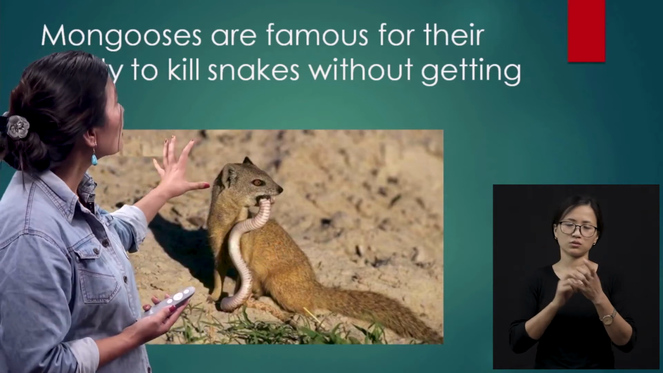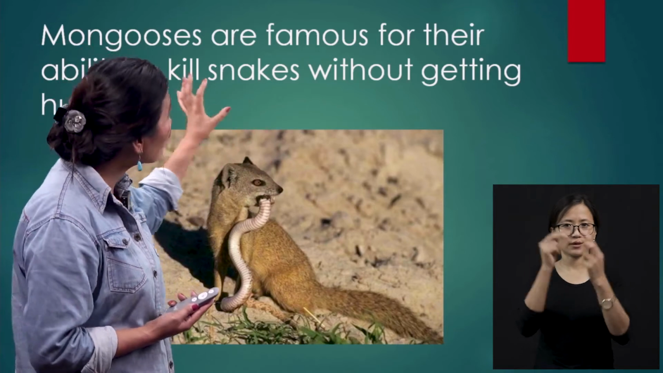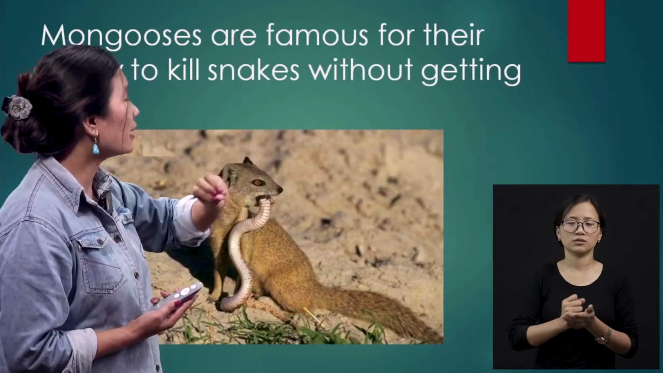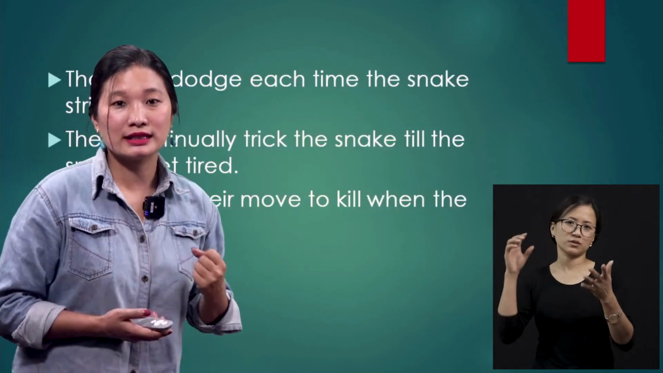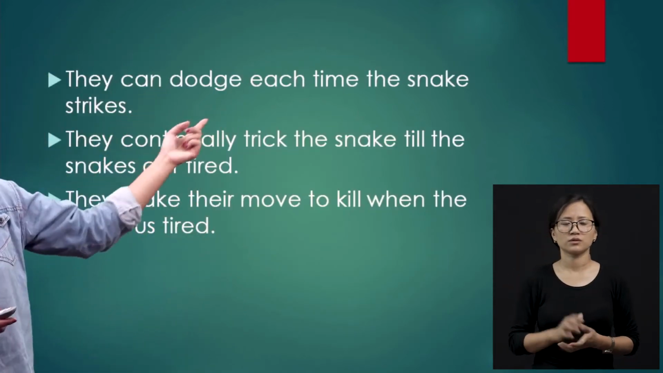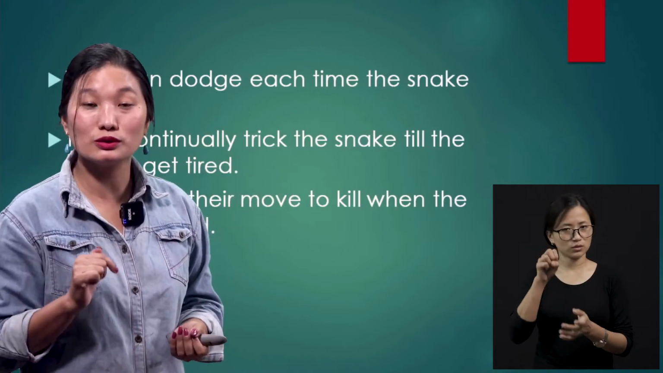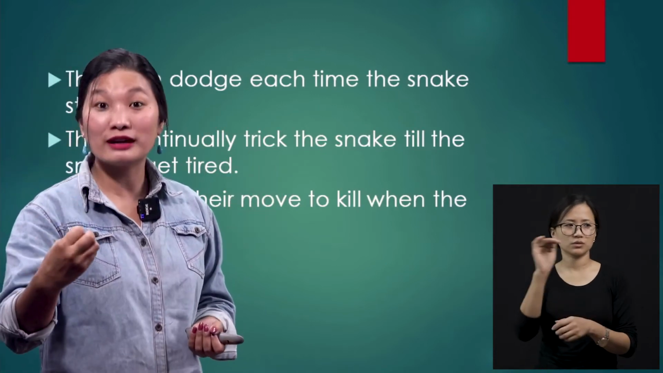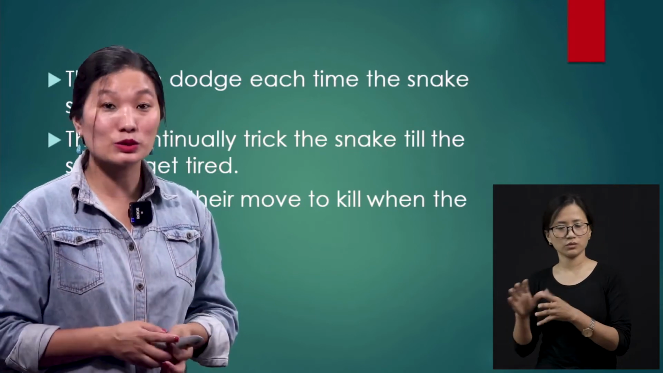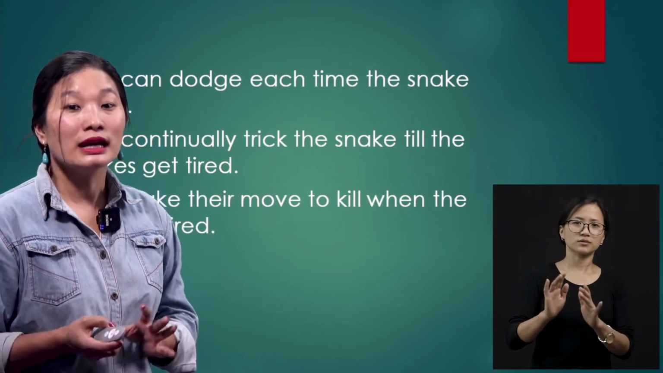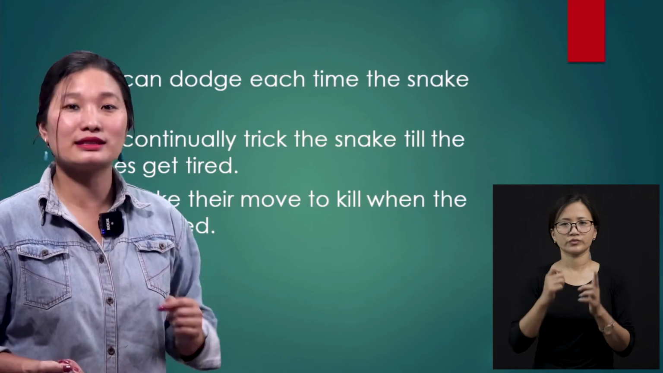But a mongoose would always be attacking the snake, and then they will try to make the snake feel tired, and only after that do they make their move to attack it. Yes, they can dodge each time the snake strikes. That means whenever the snake tries to strike the mongoose, it can dodge. It can always escape. I've told you the meaning of dodge, right? Moving quickly to escape its enemy. So it would always be dodging around, and it would continually trick the snake until it gets tired.